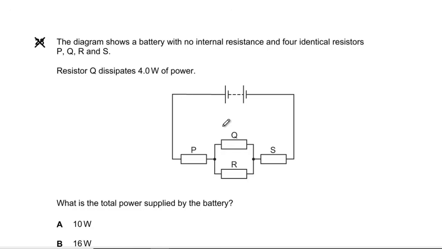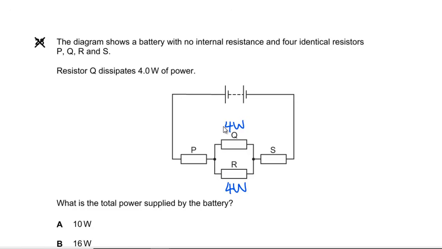Diagram shows a battery with no internal resistance and 4 identical resistors, P, Q, R, and S. Just Q dissipates 4 watts of power. What is the total power supplied by the battery? Right, so we must have another 4 watts from R because they're identical. What are we saying then?